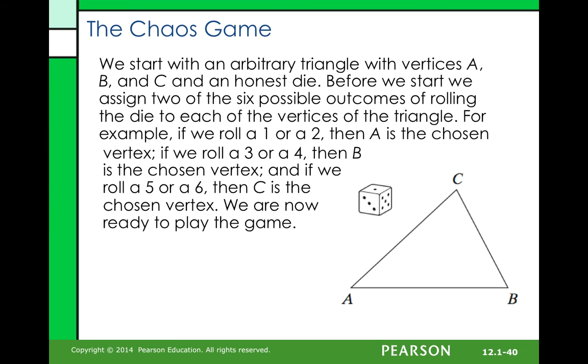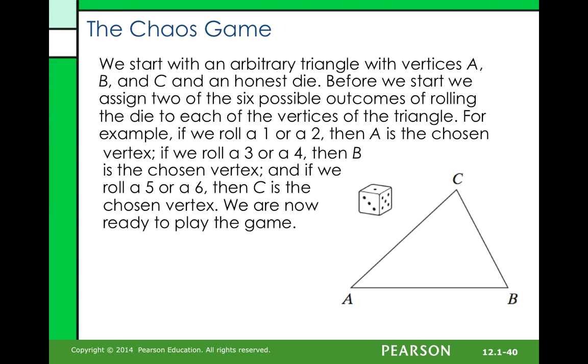We start with an arbitrary triangle with vertices A, B, and C, and an honest six-sided die. Before we start, we assign 2 of the 6 possible outcomes of rolling the die to each of the vertices of the triangle. So we decide that if we roll a 1 or a 2, then we're going to choose the vertex A. If we roll a 3 or a 4, we will choose B. If we roll a 5 or a 6, then we choose C. Now these choices of numbers are arbitrary. I could have said I want 1 and 4 to correspond to A, 2 and 6 to correspond to B, 3 and 5 to correspond to C. It doesn't matter. All that you want is 2 numbers for a vertex.